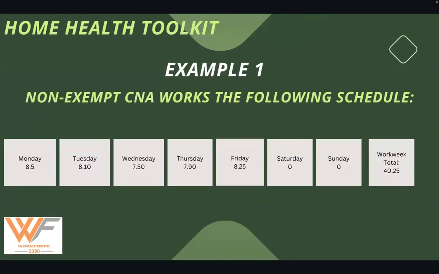So here's the first example. There's a non-exempt certified nursing assistant who works the following schedule. As you can see, the work week starts on a Monday and it ends on a Sunday. This is sometimes really generic and sometimes so cookie cutter you don't know the difference. But if you look at their total hours, the work week total is 40.25 hours. The example is just saying this company wants Monday through Sunday to be the work week.